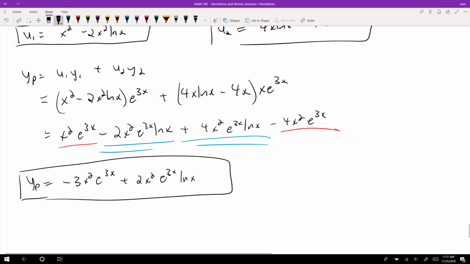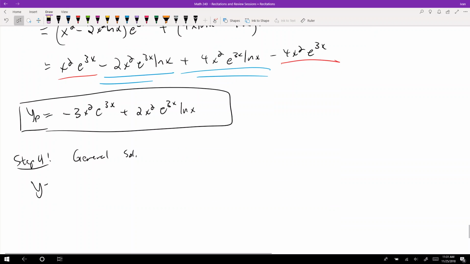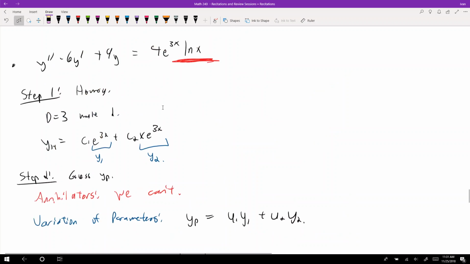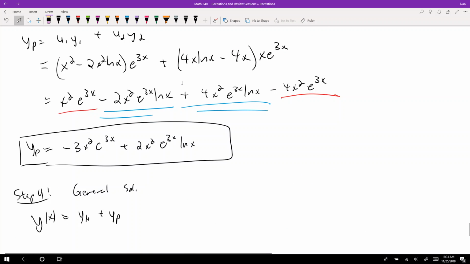And then step 4, it's the general solution. So, of course, y of x is equal to yh plus yp, and here's yh up here, and then yp in the box down here.